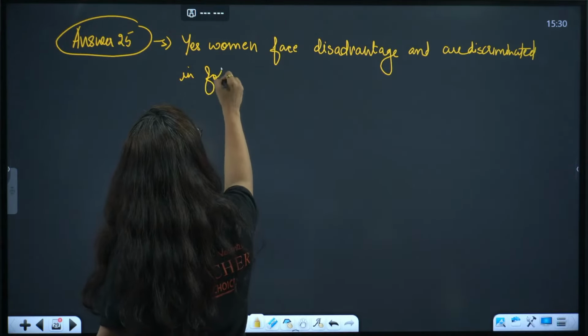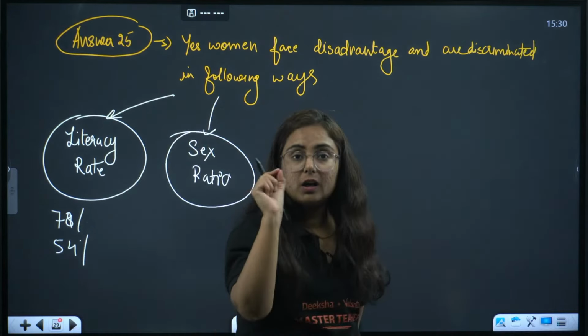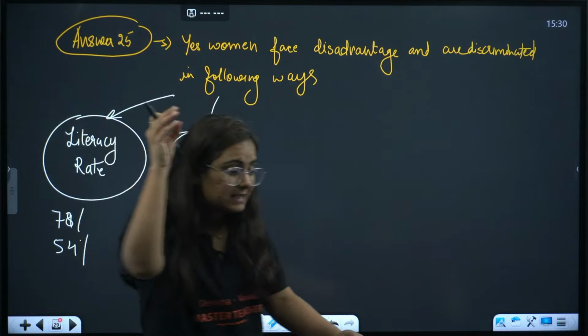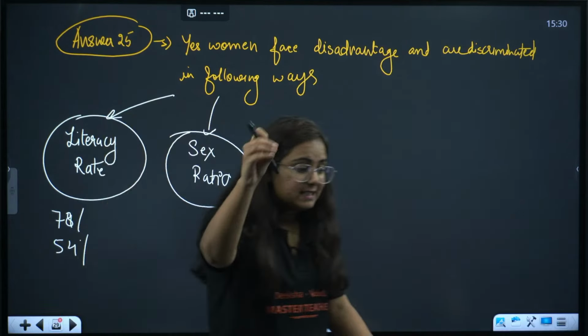So they are discriminated in their literacy rate. We know that the literacy rate for men is 78% and for women is 54%. Then we know that there is a vast difference in the sex ratio. The sex ratio means the number of girl children born per 1,000 boys, and there are still states in India which only have a sex ratio of how much? 850, 870, 880. That's very bad, right?